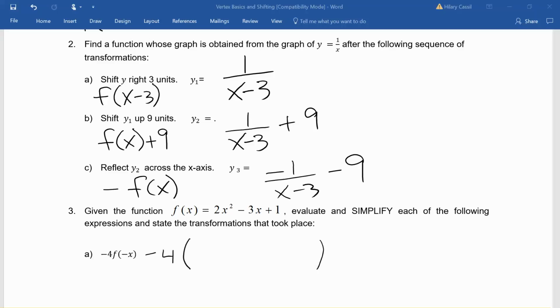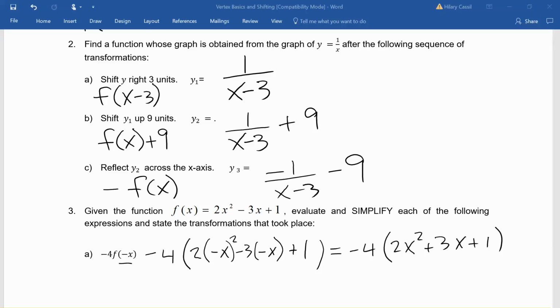And we can set this up in steps. So we know we're going to multiply everything by negative 4. And the next thing we're going to do is replace all of our x values with negative x. And from here we can simplify. So let's start by simplifying within the parentheses.